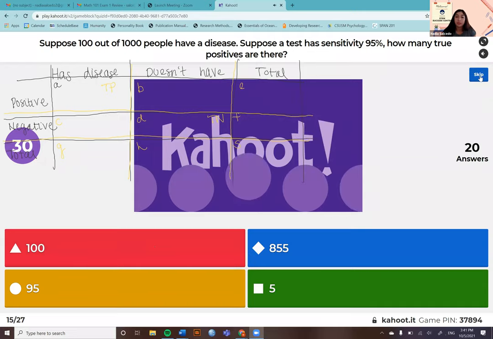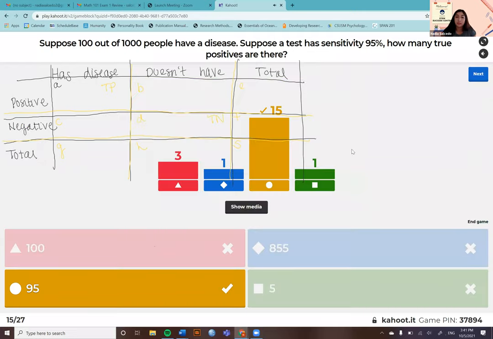All right, so I'm gonna go ahead and skip it. All right, I guess I didn't have to do it in yellow. Okay, so suppose 100 people out of 1,000 people have a disease. Suppose a test has a sensitivity of 95%. How many true positives are there? So we're gonna be looking for this letter right here, true positives. And we know 100 people out of 1,000 total people have the disease.